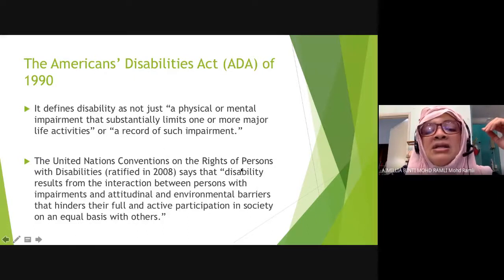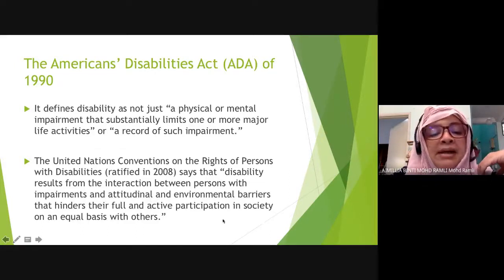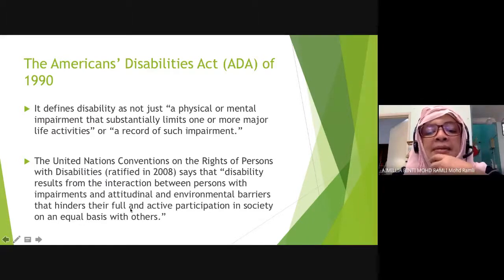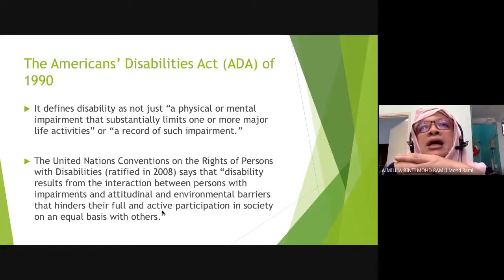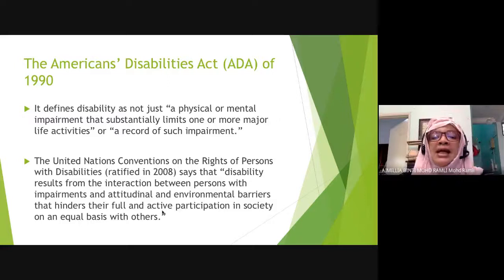So the United Nations Convention on the Rights of Persons with Disabilities says that disability results from the interaction between persons with impairments and attitudinal and environmental barriers that hinder their full and active participation in society on an equal basis with others. So disability results from the interaction between persons and some kind of barrier that hinders their full and active participation. So it's more than biological. It's when you treat people differently, when you do not allow disabled people to participate fully in society, then you are causing the disability to happen.